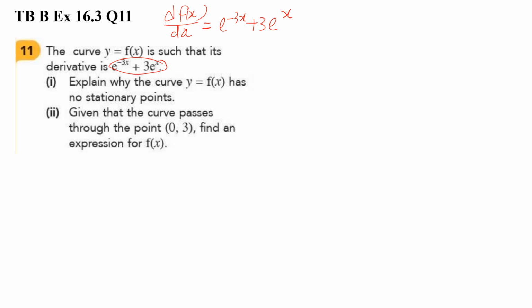For part I, we are asked to explain why the curve has no stationary points. If we can explain that dy over dx is more than 0 or less than 0, it means that it has no stationary point. So this is the way to go: to explain that a curve has no stationary point, you just explain that the value of dy over dx is more than 0 or less than 0. Then for part 2, you're asked to find the expression for f of x, which means to find the equation of the curve. So let's look at part I first.